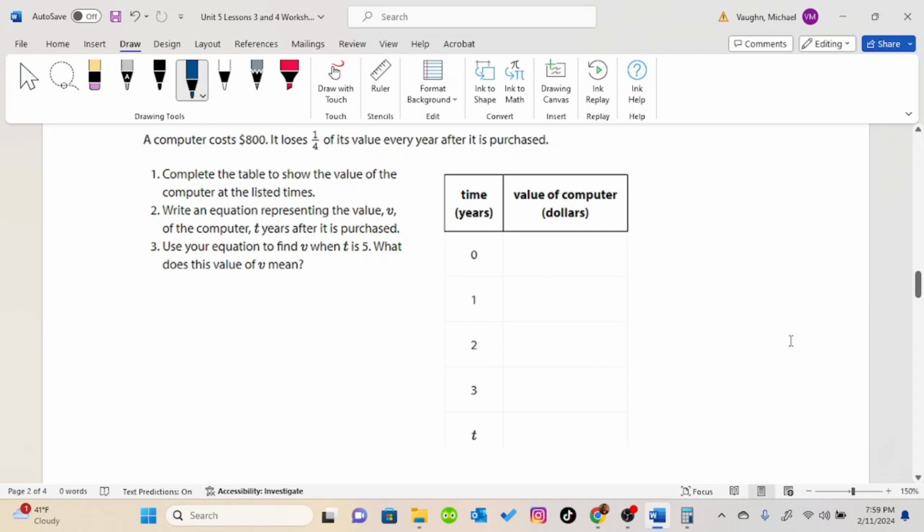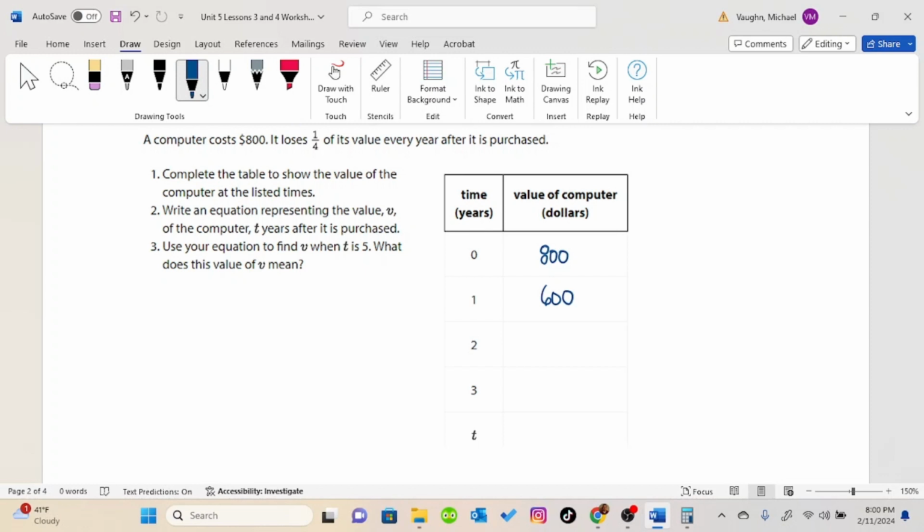A computer costs $800. It loses 1/4 of its value every year after it is purchased. Number 1, complete the table to show the value of the computer at the listed times. So at 0 years, it is the original value of the computer, 800. After 1 year, it's going to lose 1/4 of its value, which means it keeps 3/4 of its value. And 3/4 of 800 is 600.